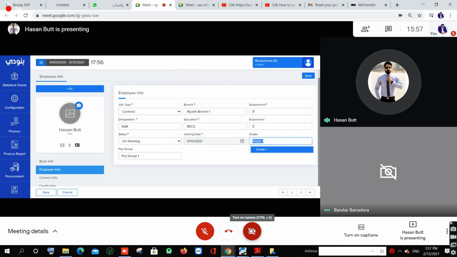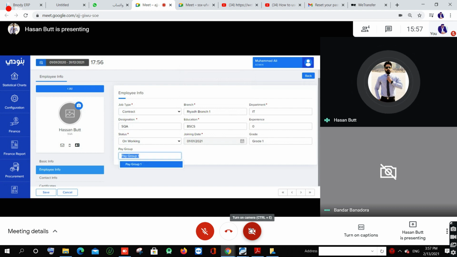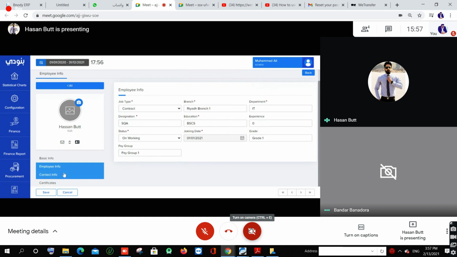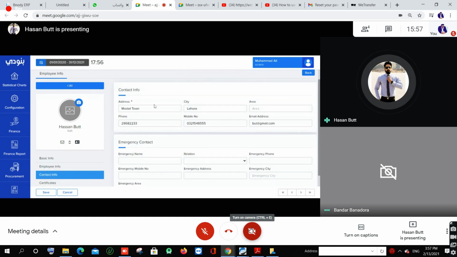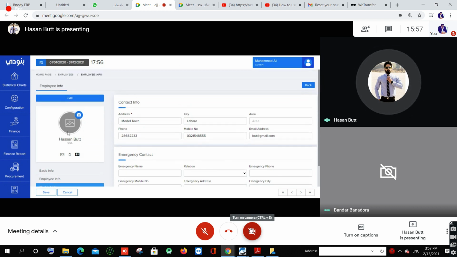This is the grade, as we have defined the grades. So we will add the grades as well. If this person is of grade 1, you will add grade 1 because we have added it. And this is the pay group. As we have created the pay group, you all remember, brothers, so we will add the pay group as well. After that, we have the contact information. You will add the basic contact information, which is the address, city, the area, the number, the email addresses. You can also add the emergency contact for this employee.